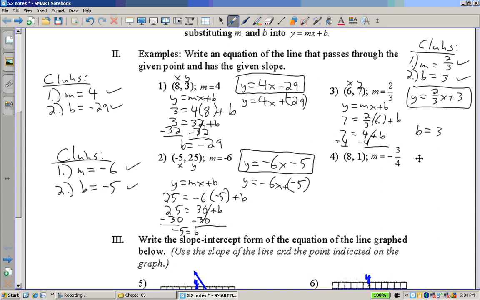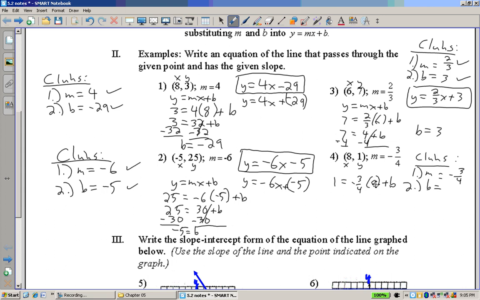Okay, and again, my clues that I'm looking for are the slope and the y-intercept. They give me the slope. The y-intercept I don't have, but I do have an x and a y. So y, which is 1, equals m, which is 3/4, x, which is 8, plus b.